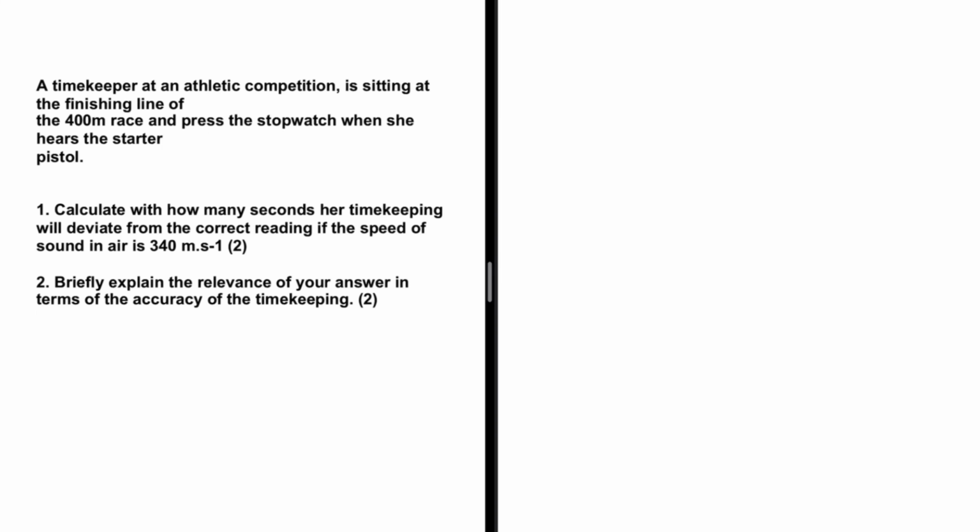A timekeeper at an athletic competition is sitting at the finishing line of the 400-meter race and presses the stopwatch when she hears the starter pistol. Calculate how many seconds her timekeeping will deviate from the correct reading if the speed of sound in air is 340 meters per second. So let's make sense of our situation. We have a 400-meter race. Let's take this point as our starting point and here as our finishing point. So this is 400 meters.